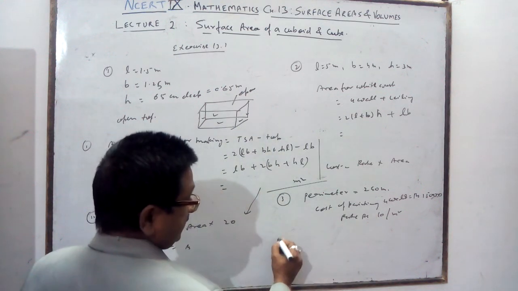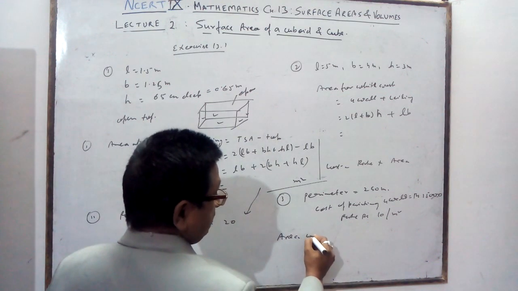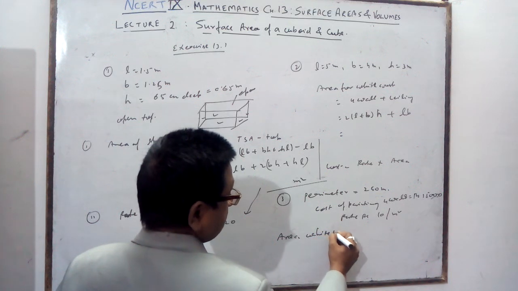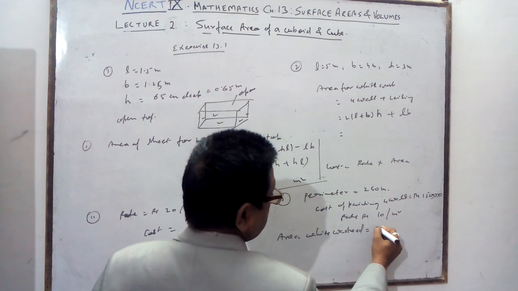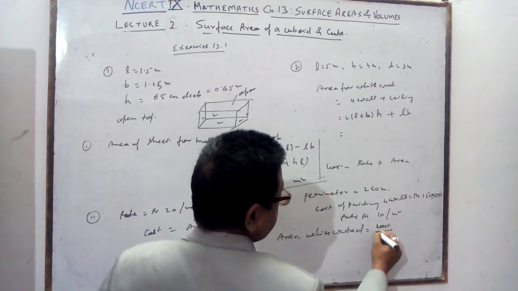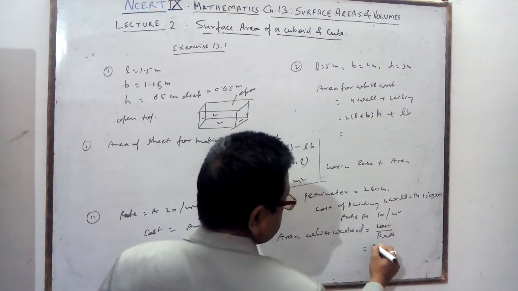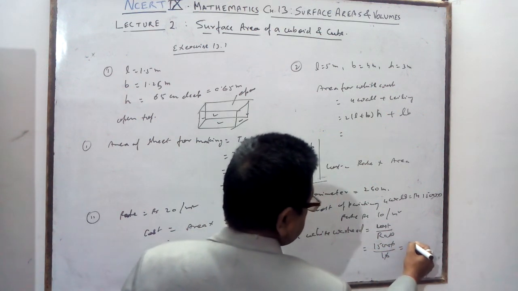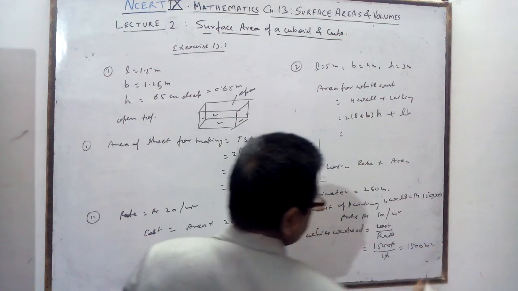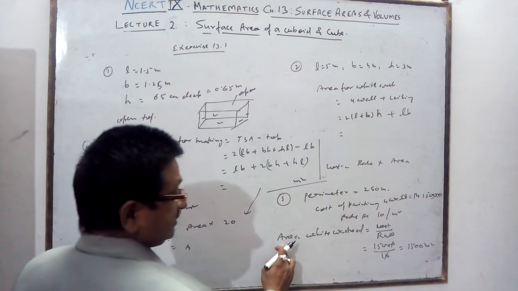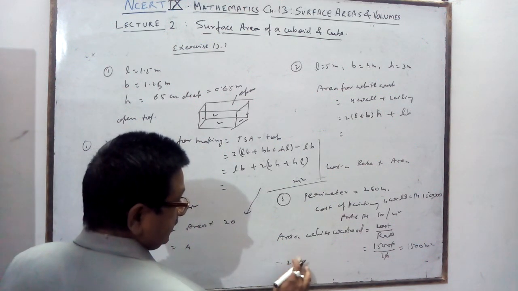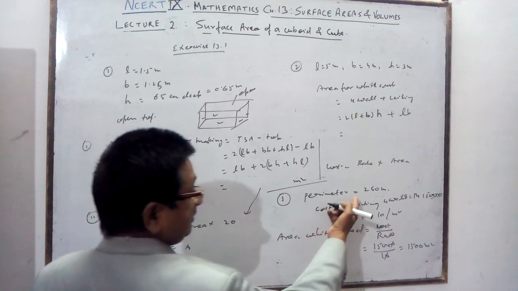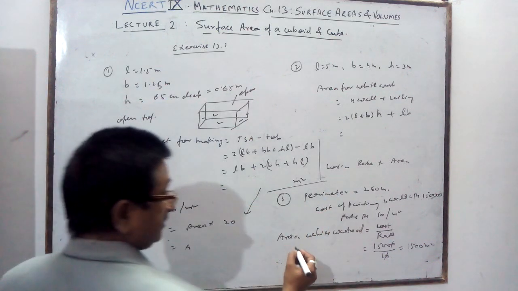So first of all, area whitewashed is equal to cost upon rate. What is the cost? 15,000, rate is 10. 10 and 10 cancel. 1500 meter square is the area of 4 walls. So area of 4 walls is perimeter of the base into height.